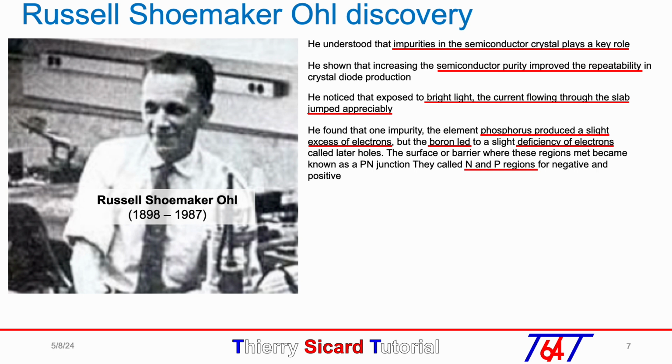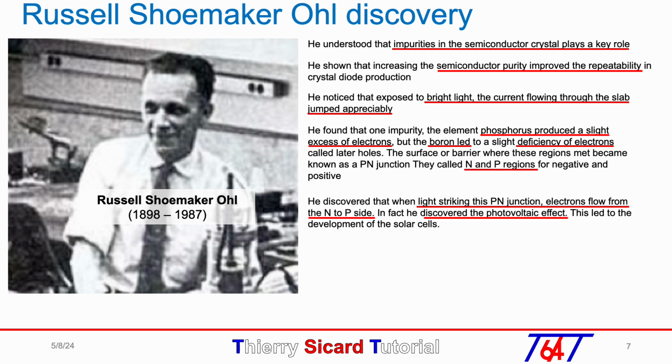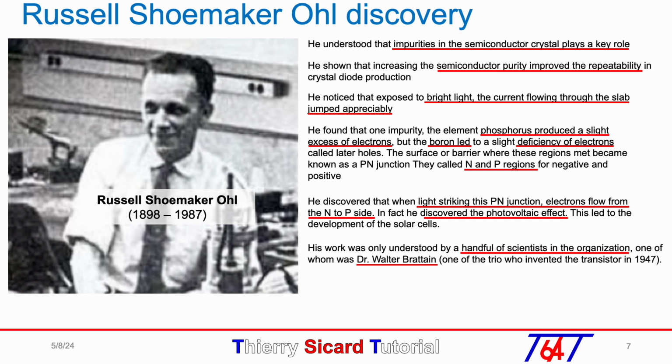Light striking this junction stimulated electrons to flow from the N to P side, resulting in electric current. Ohl had discovered the photovoltaic effect that powers today's solar cells. His work was understood by only a handful of scientists in the organization, and one of them was Dr. Walter Brattain, one of the trio who invented the transistor in 1947.